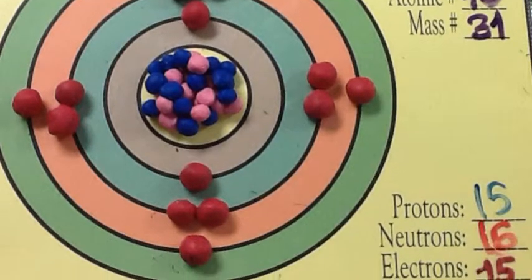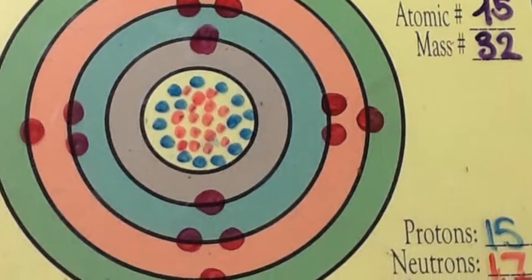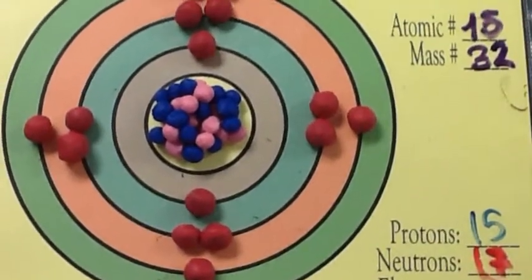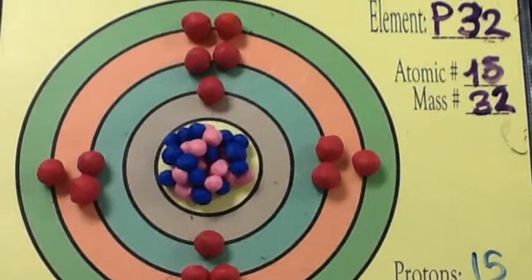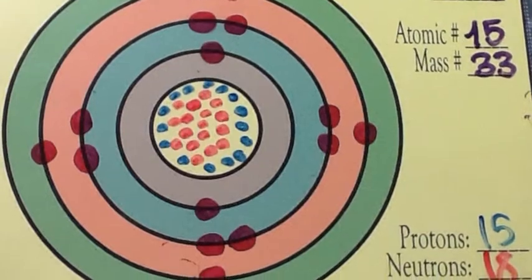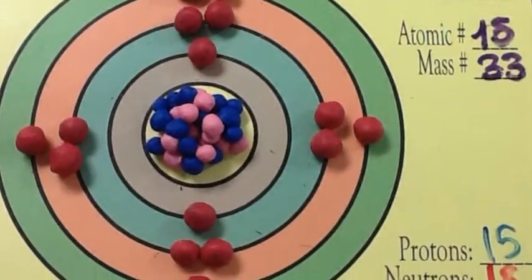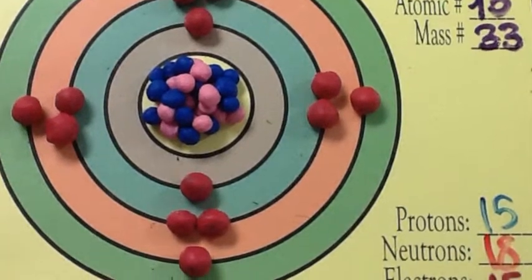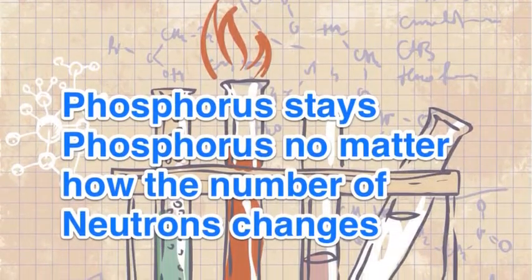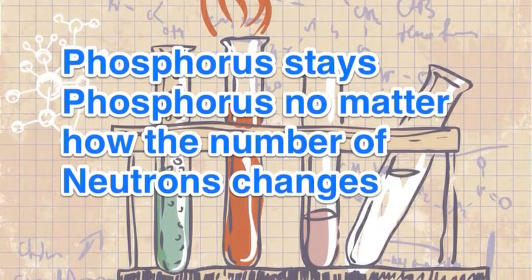Phosphorus 32 still has 15 protons and electrons, but the number of neutrons changed, making phosphorus have 17 neutrons rather than the stable 16. Phosphorus 33 has the same number of protons and electrons, but the neutron count has changed once again with 18 neutrons rather than the previous 17. These variations can change the stability of phosphorus, but it does not change the element itself.